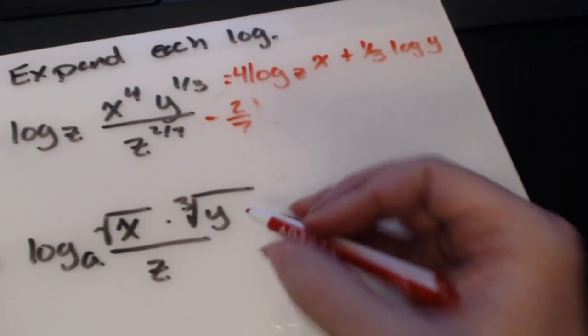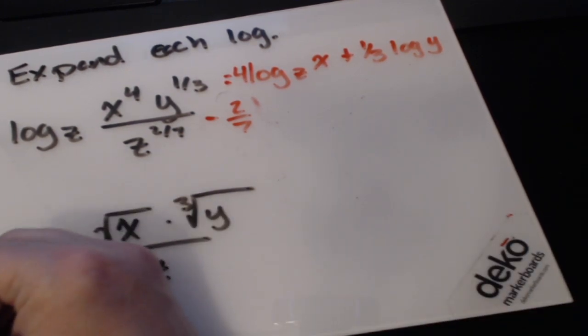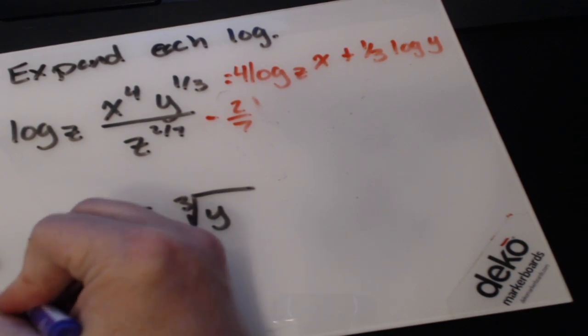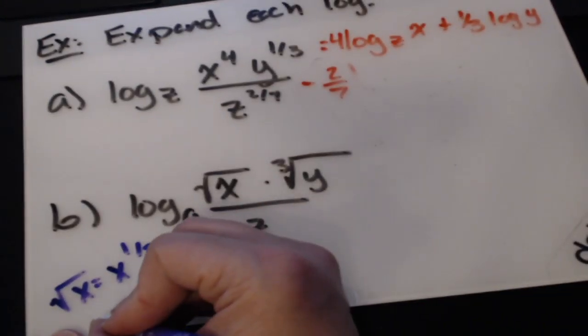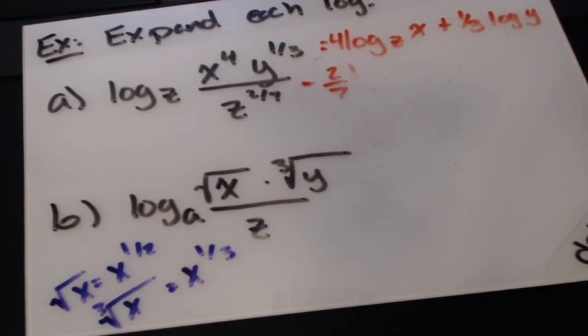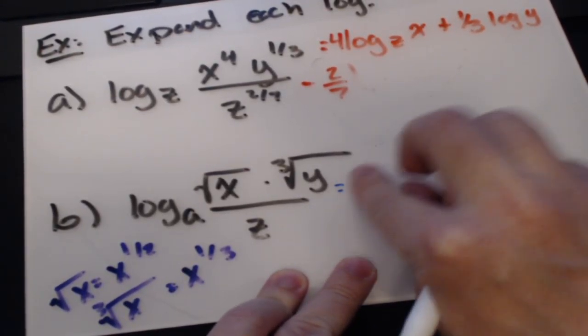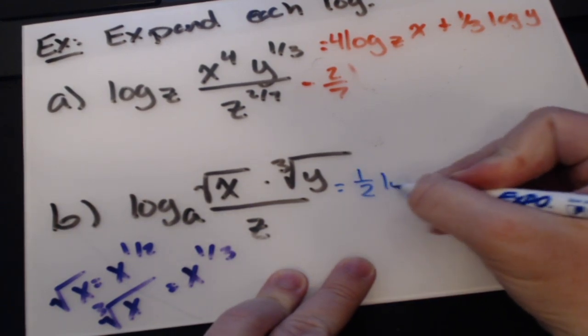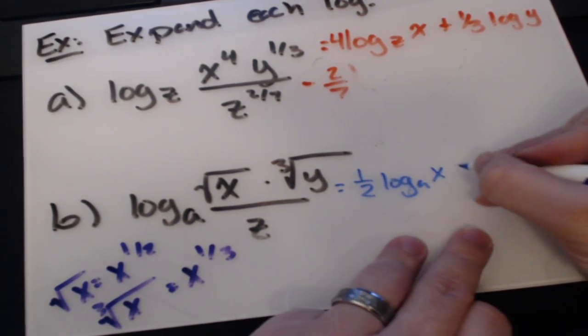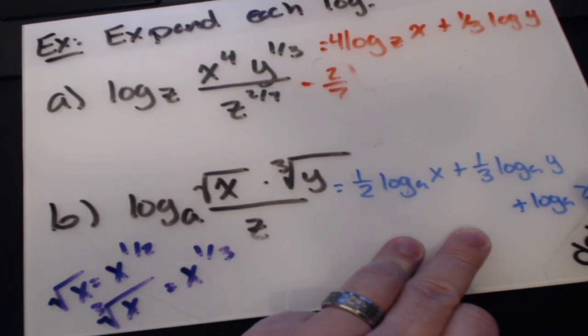All right, if you have these values and you see square root and cube root, please remember square root of x is the same thing as x to the 1/2. Cube root of x is the same thing as x to the 1/3. I put them in there just so you could get a reminder of how that works. And again, you're expanding these out. So you're going to have 1/2 log base a of x plus 1/3 log base a of y plus log base a of z.